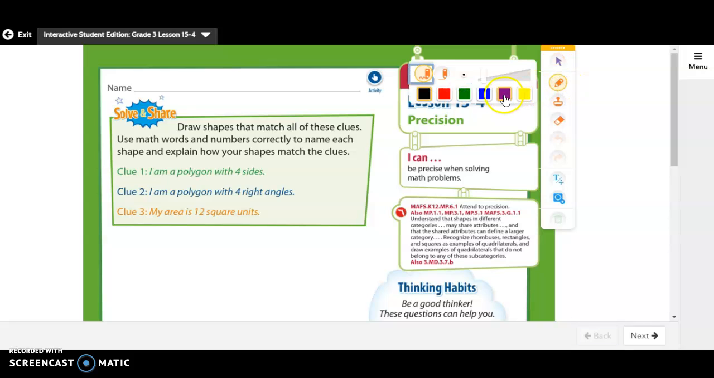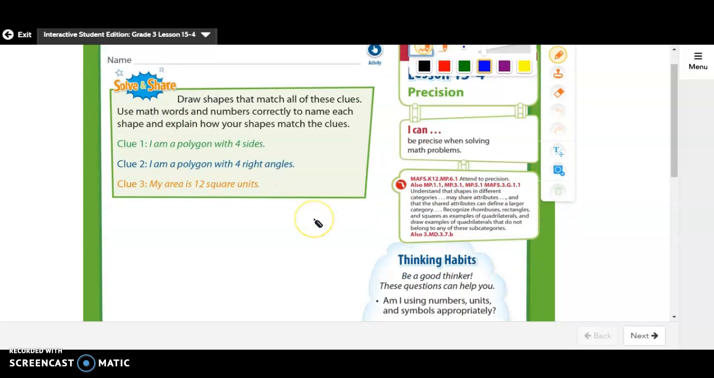Alright guys, last lesson in this chapter. It is a pretty short chapter, only four topics within it. So once you're done with this, you're done with chapter 15 and only one more chapter left in the math book to go till you're all the way done with your third grade year.